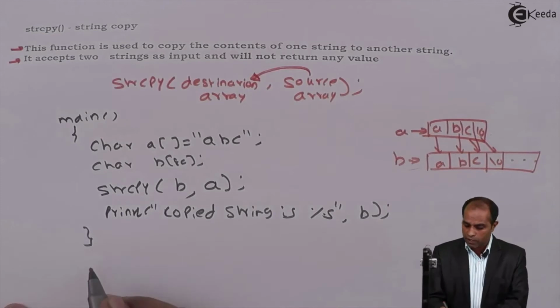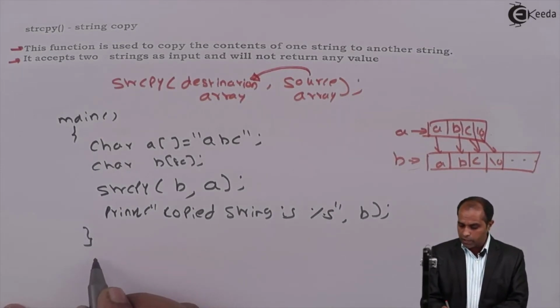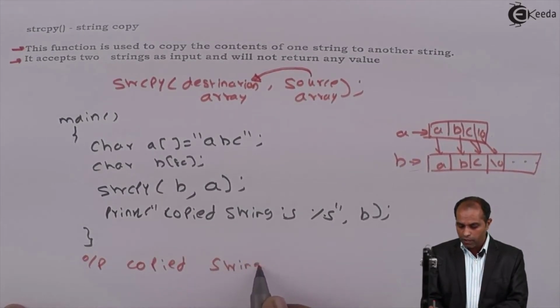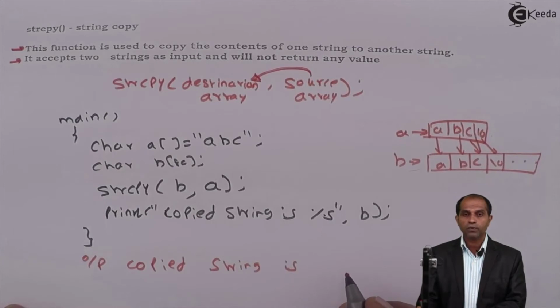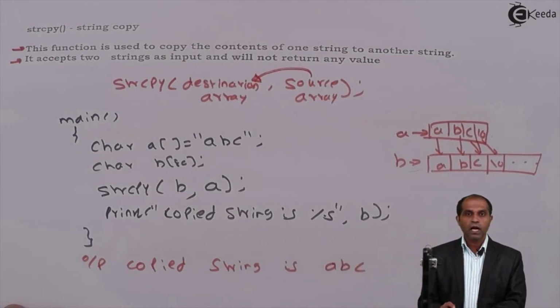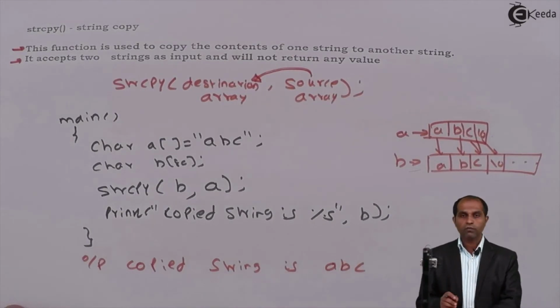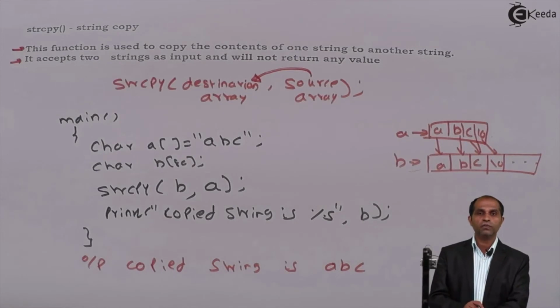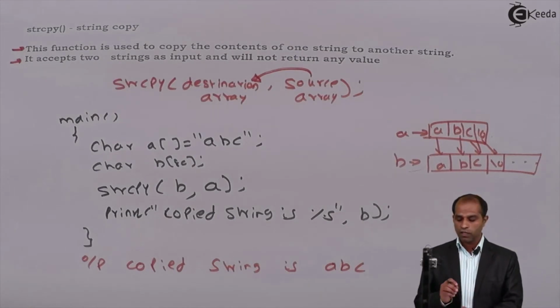So here I'll say this: %s, comma b. So the output which is going to be displayed is copied string is what? B. B is what? A, B, C. Have you written any logical instruction? No, we have not written any logical instruction. So this is one of the functions which we have in the string library, called strcpy.